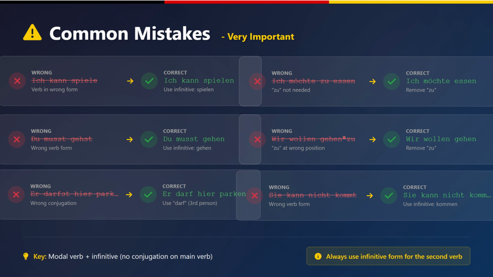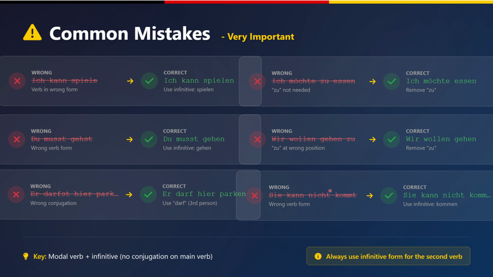Wir wollen gehen zu is again wrong because zu is in the wrong position and it is not needed at all. The correct sentence would be Wir wollen gehen. Darfst hier parken is wrong because here we have the wrong conjugation for dürfen. The correct sentence would be darf hier parken.